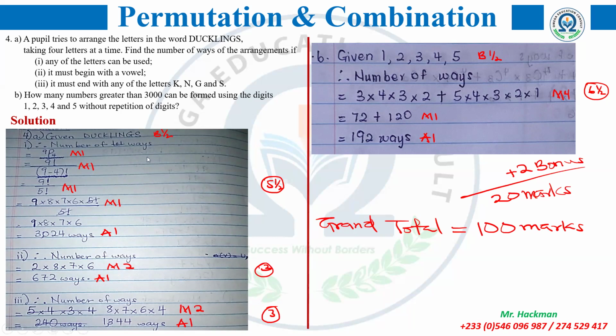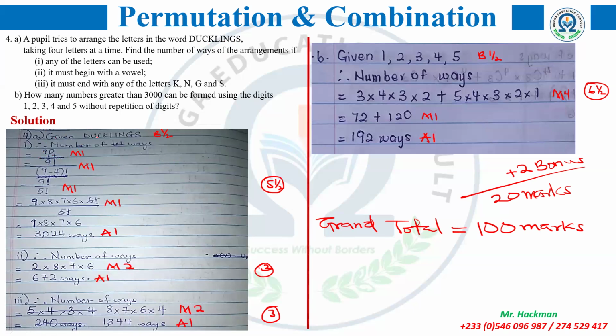So with this one, let's see. People try to arrange the letters in the word ducklings, taking 4 letters at a time. Find the number of ways of the arrangement. Again, we are looking for the number of ways. Any of the letters can be used. I was surprised some of you were using the box. This one is just the usual one. We are dealing with, because you don't have any duplicates, obviously, how many you count.